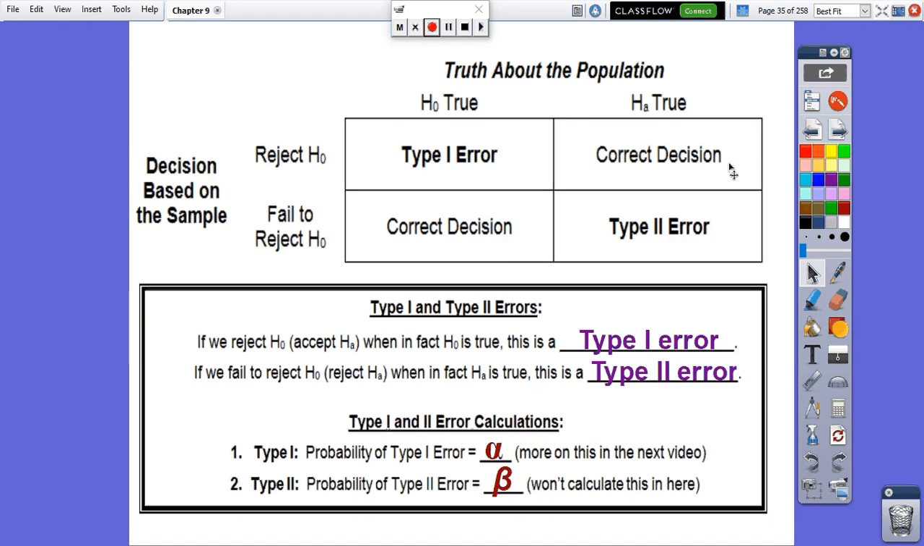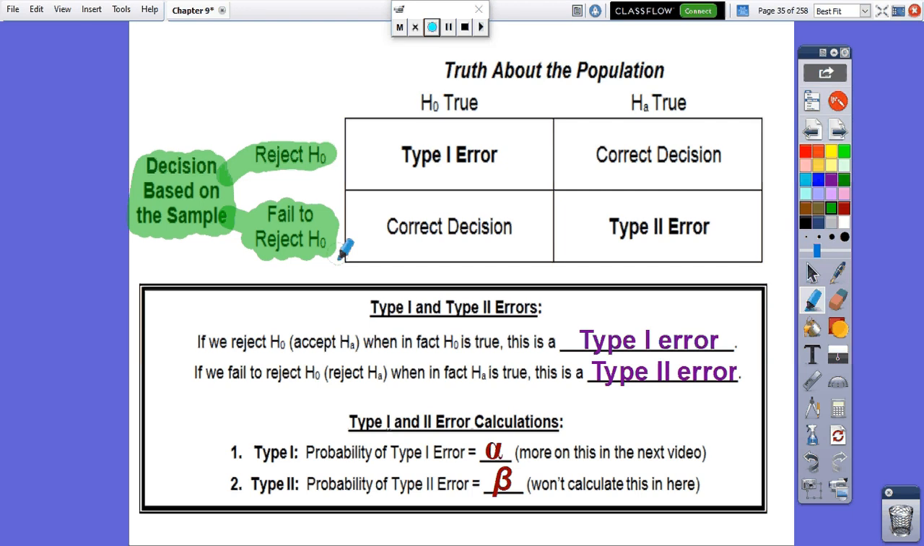Now, I've broken down all of our decisions into a little two-way table here. Let me show you this. So here's what we're going to do. This is our decision based on our sample. We are either going to reject the null hypothesis if we have sufficient evidence to reject it, or we will fail to reject the null hypothesis. We just don't have enough evidence against the null, so we fail to reject it. We're not saying we accept the null hypothesis, we just don't have enough evidence to throw it out the window.